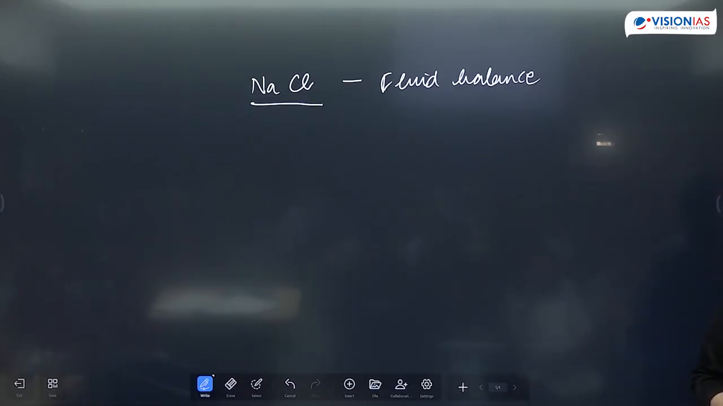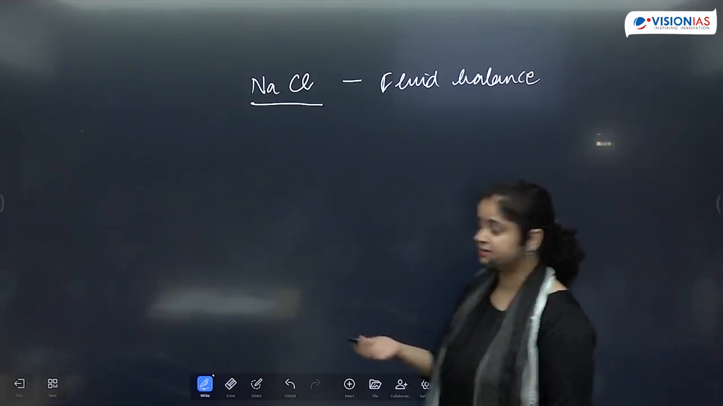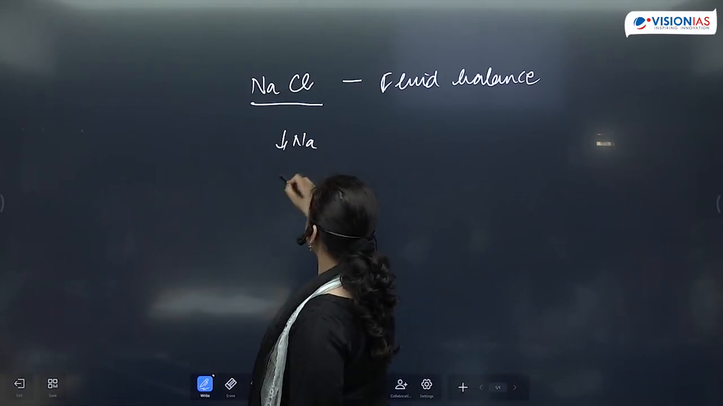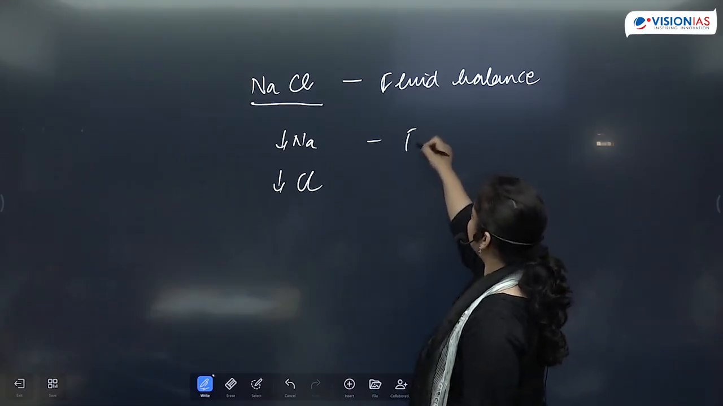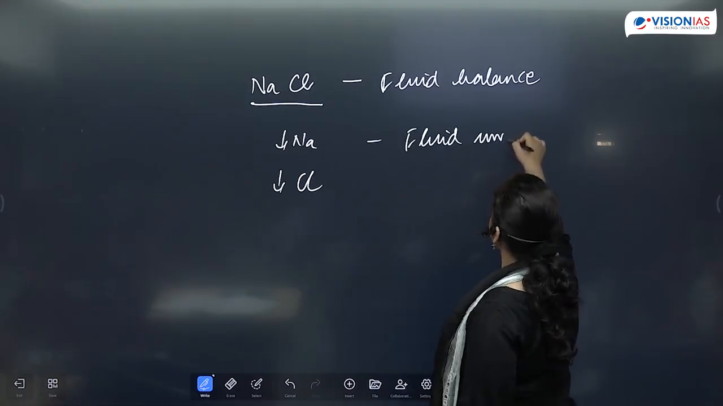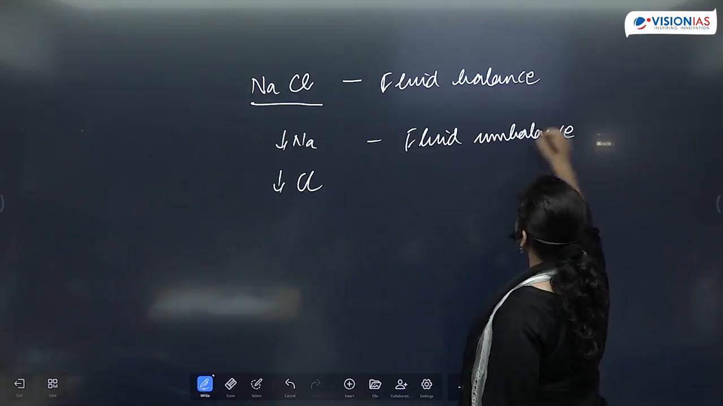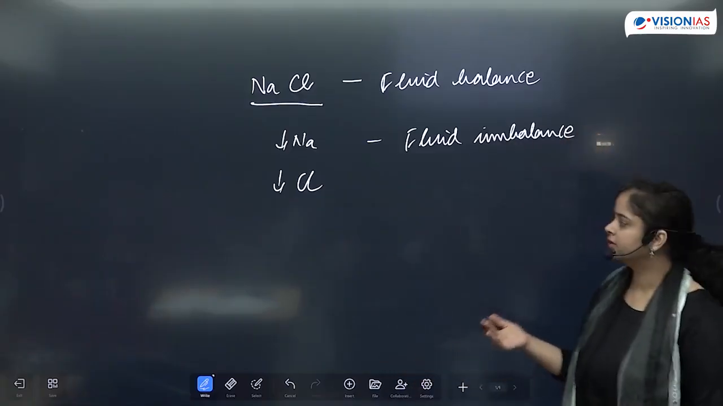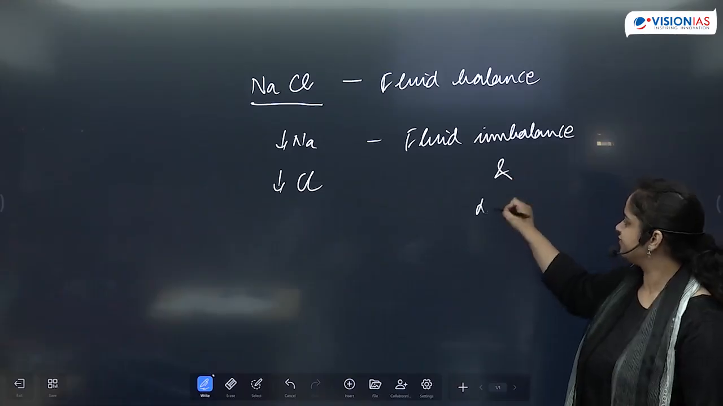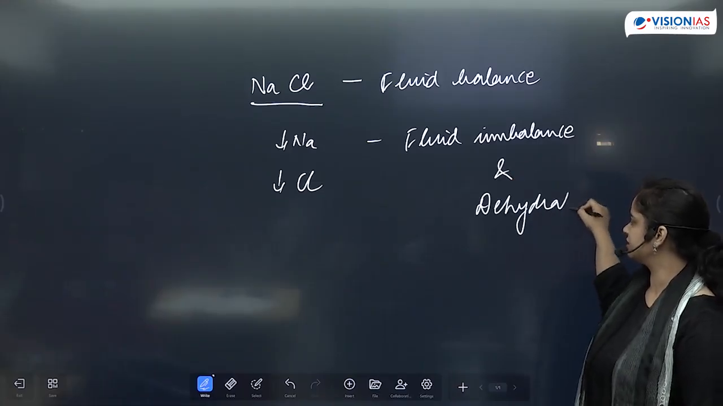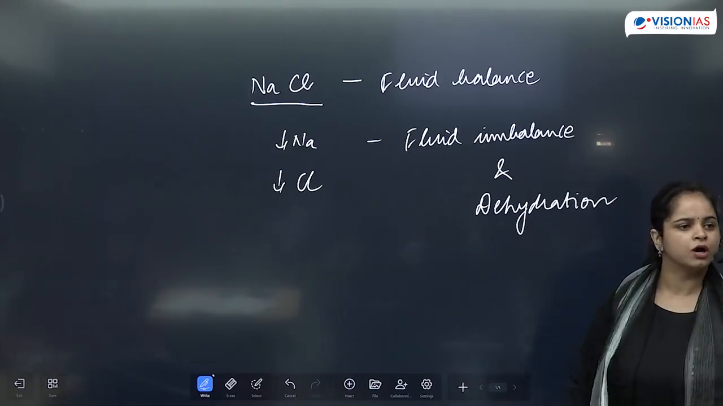The main fluid of the body is water. So how much water will be in the body, that is decided by the level of this salt, by the level of sodium, level of chlorine. So in case you have deficiency of sodium or deficiency of chlorine, it will result in a fluid imbalance, and a condition where you have less fluid. What? Yes, dehydration.